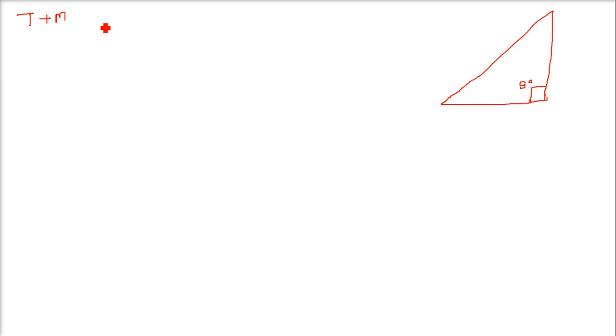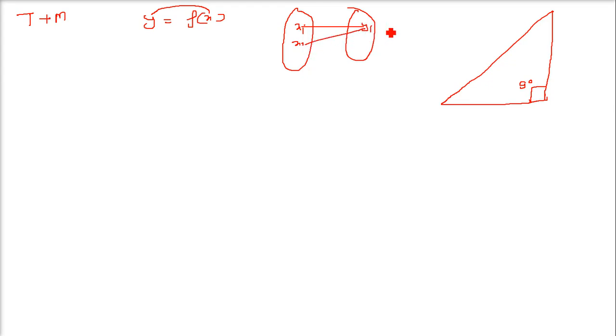Now why do we call these trigonometric functions? What is a function? A function is a relation where for any value of x, you get a unique value of y. Say this is x1, x2, and for x1 you get y1, and for x2 also you get y1. Then this is not a function. But for x1 you get y1 and for x2 you get y2, then it is a function. You cannot have a common value for two inputs; you have to have a unique value for every input.